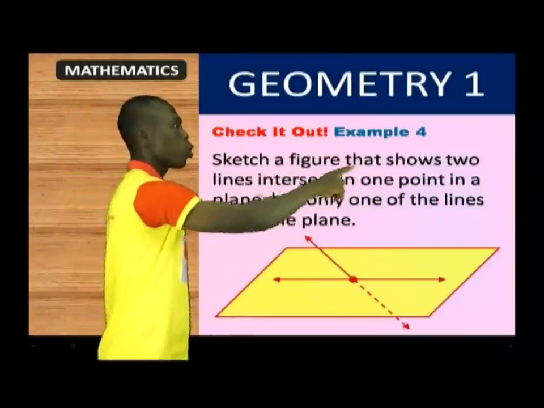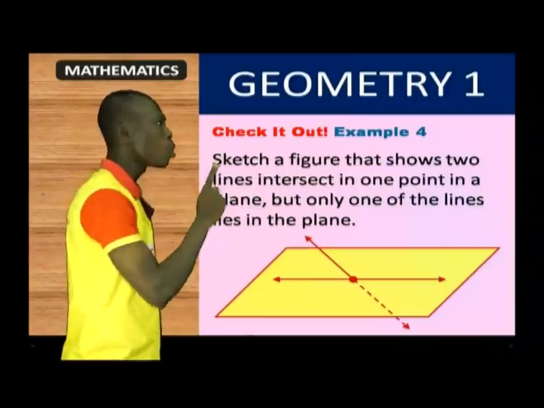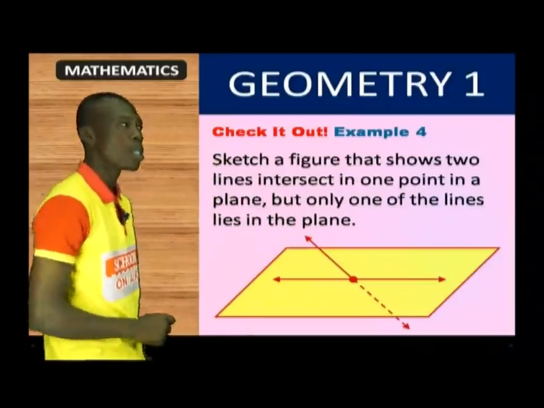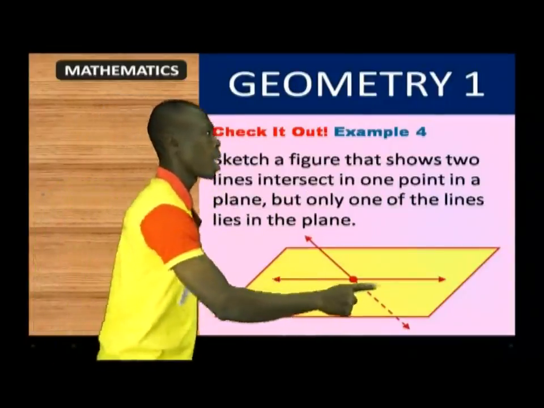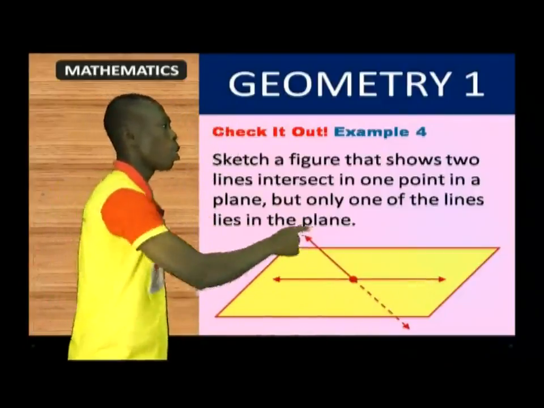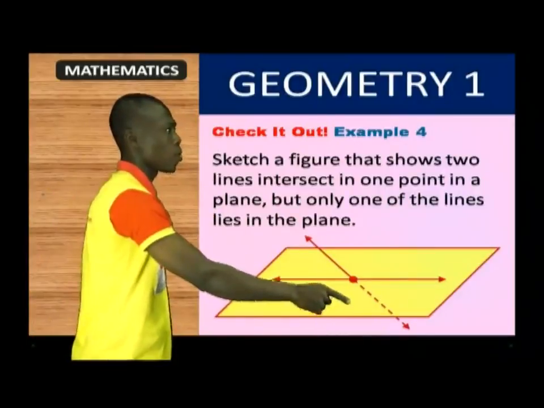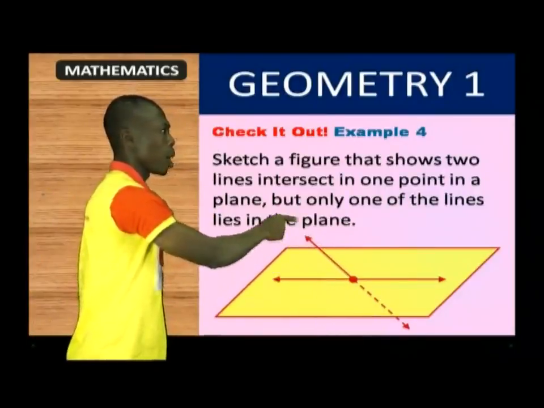Sketch a figure that shows two lines intersecting in one point in a plane, but only one of the lines lies in the plane. So this is the line that lies in the plane. So you have all the portion of the line in the plane. Now this other line, even though it intersects this one, does not lie on this plane. That's why you see it moving out.